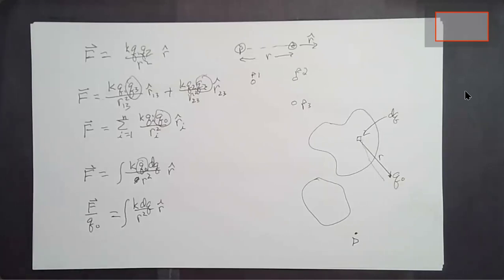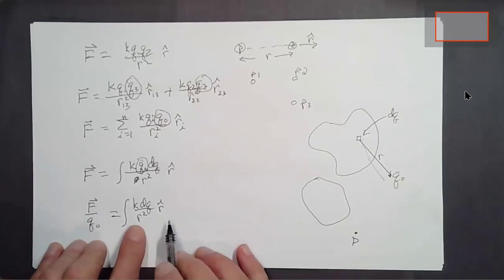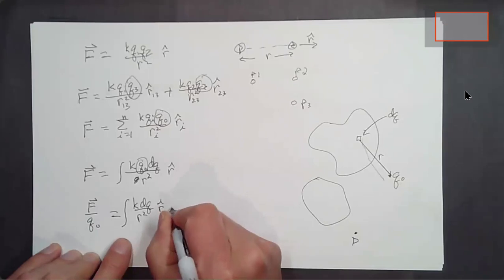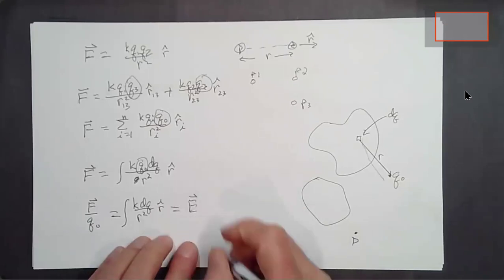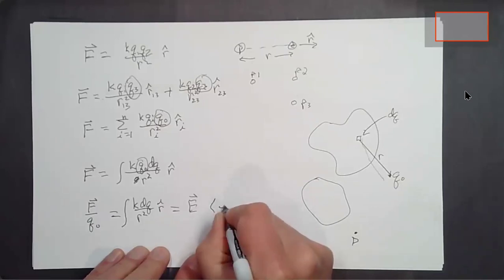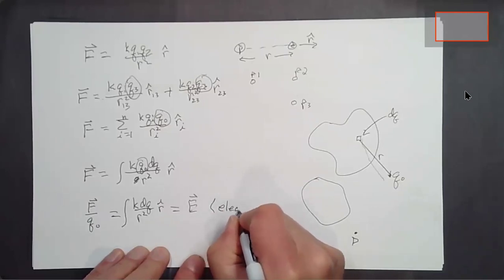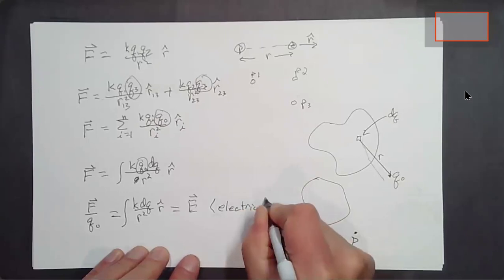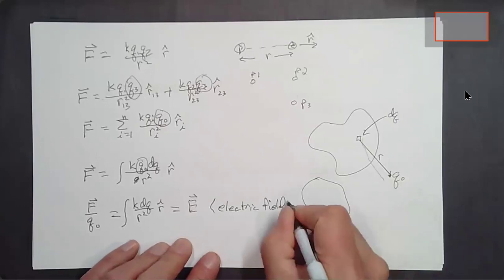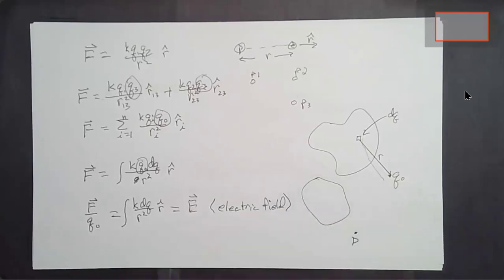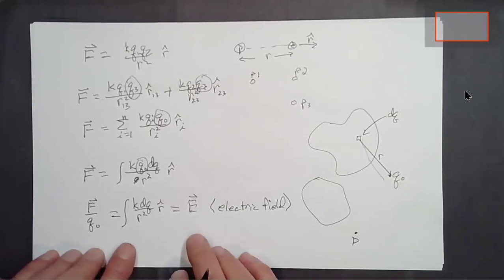So let's see what we can do. This we're going to call E, the electric field. And that's the idea of electric field. This is introduced in sections 21.4 and 21.5. And they do a bunch of examples. I'm going to do some today. They do some different examples, and so you can check those things out.